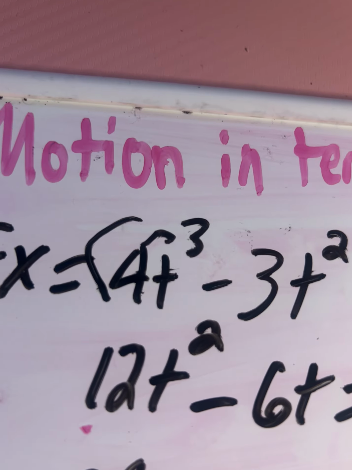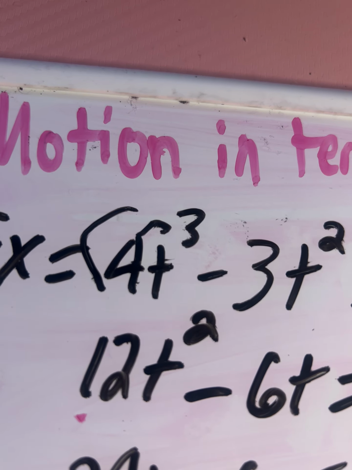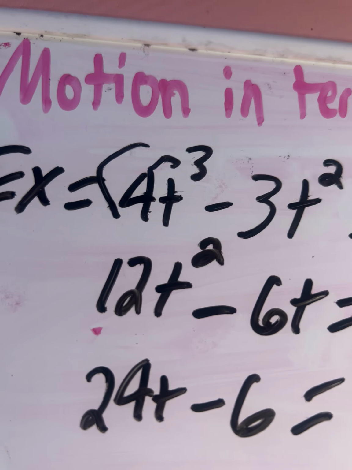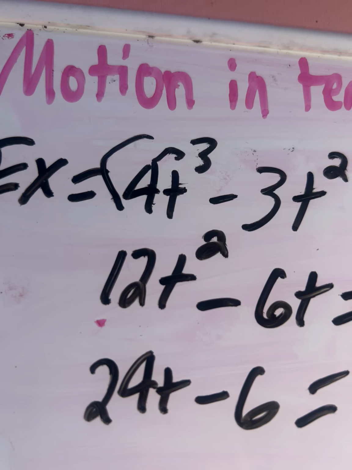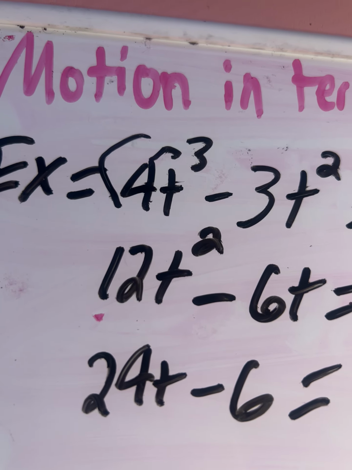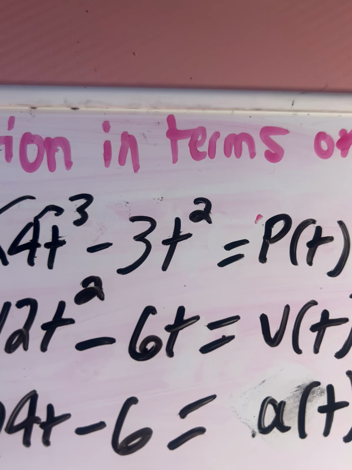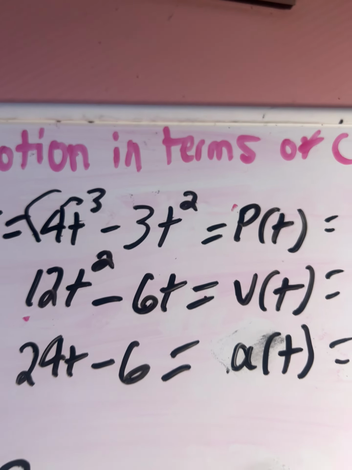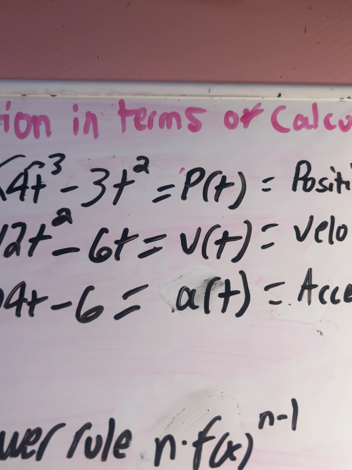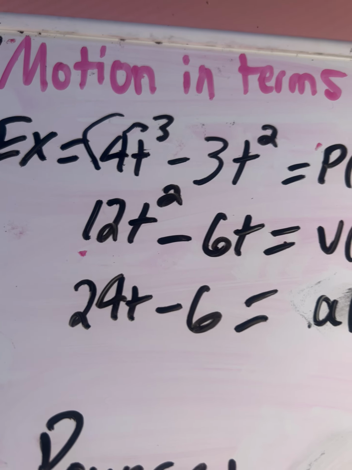So to do that, we start with 4t cubed and we multiply the 4 by the 3 and then subtract 1 from its exponent, leaving us with 12t squared. Do the same thing for 3t squared. So that's how you find the velocity. You do the same thing for the acceleration.